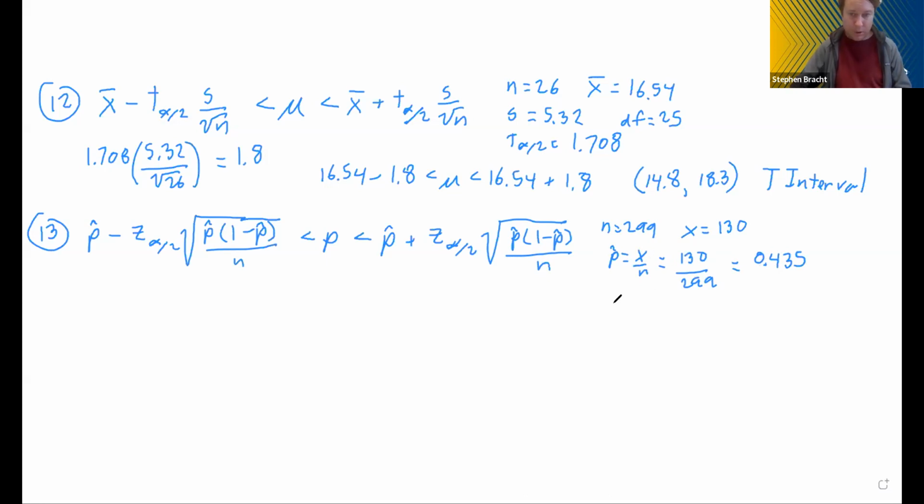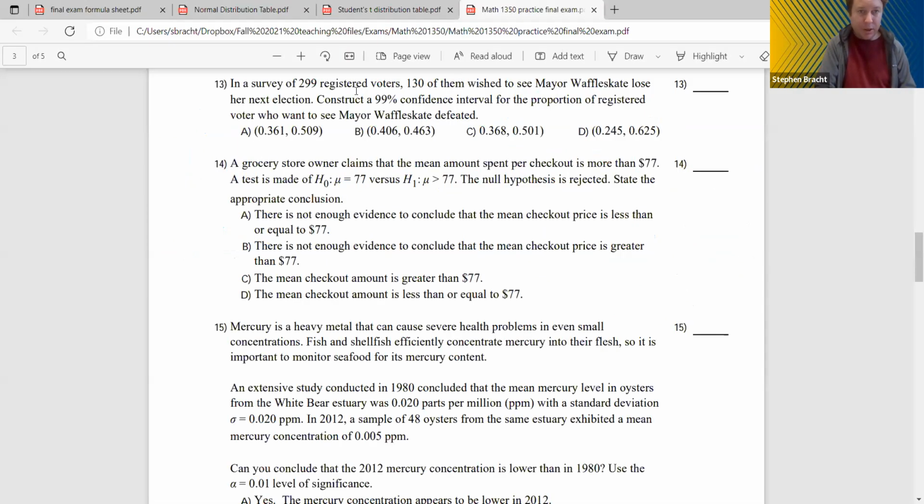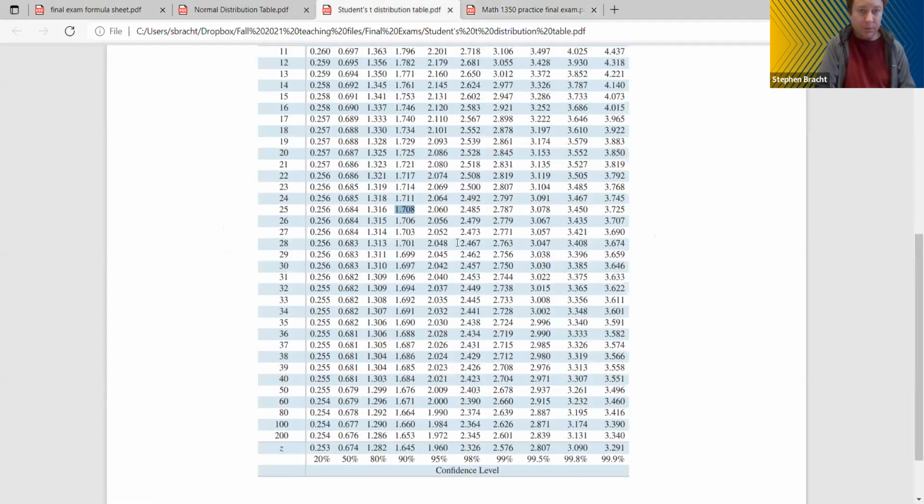Okay. Z alpha over 2, the critical value, the z value, I have to look that up. Says we want 99% confidence. So I'll go over to student's t and we'll come down to the very bottom row. For 99%, the z value is 2.576. So that's my critical value.